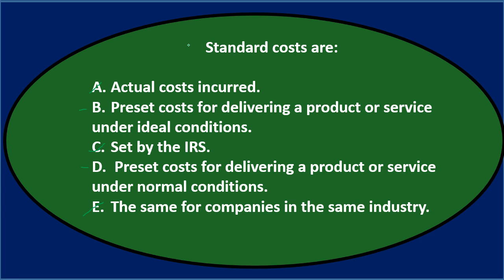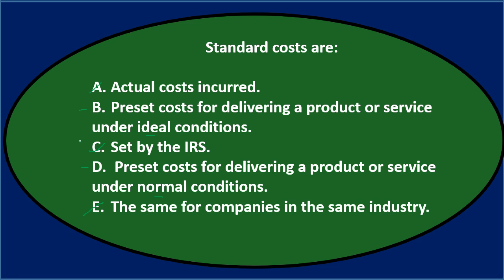Let's go through this again between B and D. So the standard costs are either B, preset costs for delivering a product or service under ideal conditions, or D, preset costs for delivering a product or service under normal conditions. Our keyword then being normal versus ideal. And typically the standard costs will be under normal conditions. We typically want to put the standard costs in place for the normal conditions so that we have those standards that are something that we can compare to, and that if we base it on ideal conditions, then it's going to be something that we'll never actually achieve.